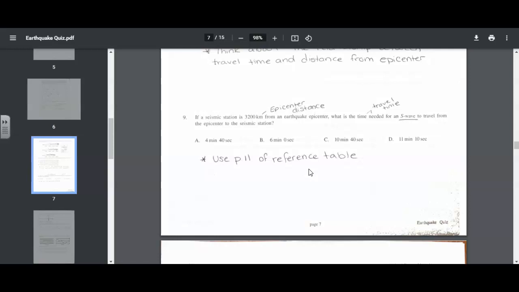Number 9. If a seismic station is 3,200 kilometers from an earthquake epicenter, what is the time needed for an S wave to travel from the epicenter to the seismic station? Okay, so if the epicenter distance is 3,200 kilometers, what is the travel time needed for that S wave to travel to the epicenter?